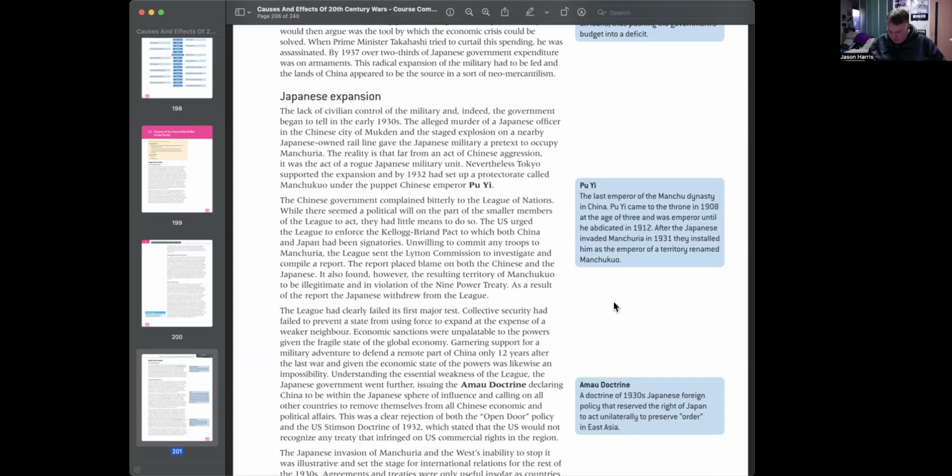As a result of the Lytton report, the Japanese withdrew from the League. So if you get an essay that's about the League of Nations, this is one of the major tests that they failed, along with Abyssinia. We've talked about that many times. Collective security, the idea of the League of Nations, had failed to prevent a state, this time Japan, from using force to expand at the expense of a weaker neighbor.